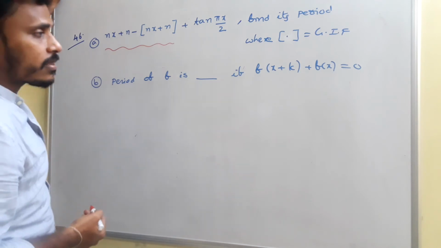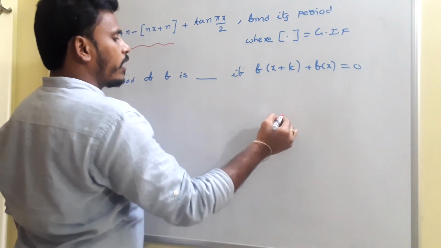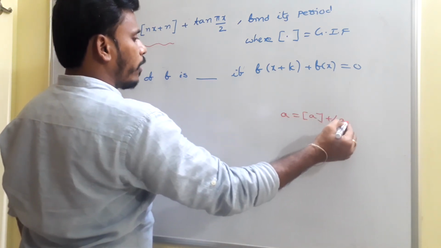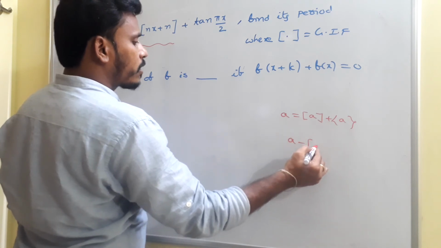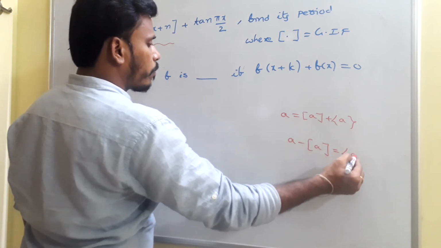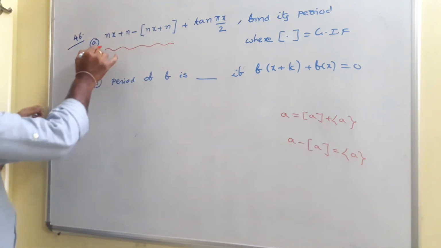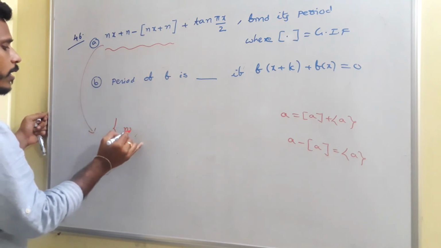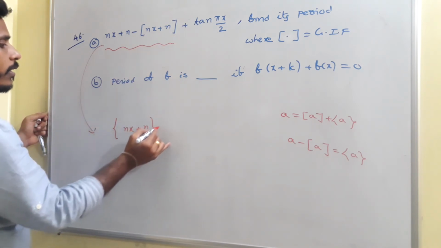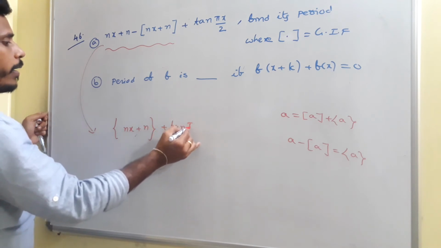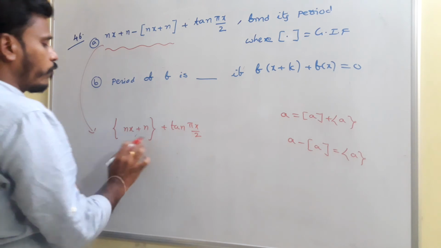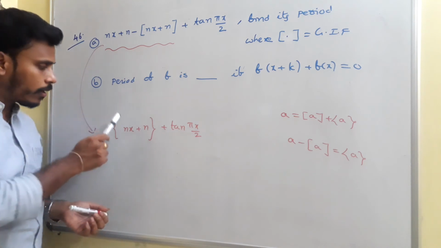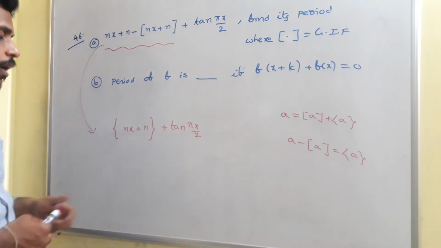We know for any number a, a is equal to floor of a plus fractional part of a, and a minus floor of a is equal to the fractional part of a. With that idea, we will rewrite it like this: nx plus n minus floor of nx plus n is simply nothing but the fractional part of nx plus n, plus tan of pi x by 2. So sum of two functions. Its period is the LCM of the periods of these two functions, or less than that LCM.